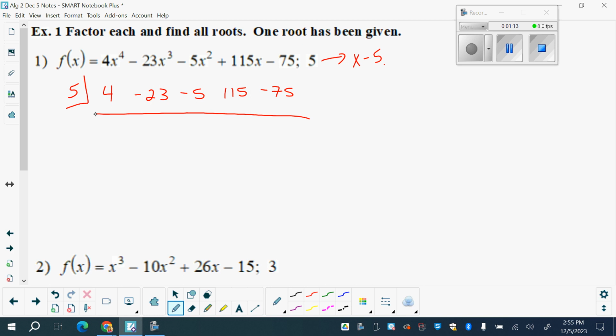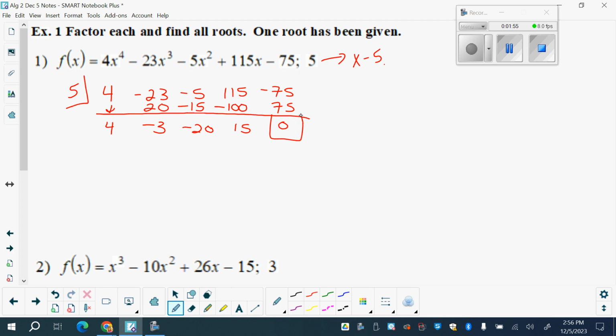Would somebody do the synthetic division for me? Yep. Okay. Good. Yep. Yeah, that's a hard one to know. Good. It's going to be 75. And so we add and we get 0. Is that what we want?